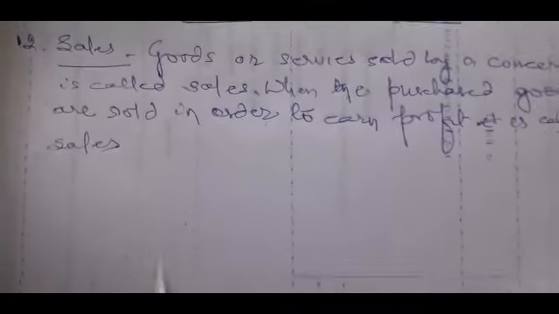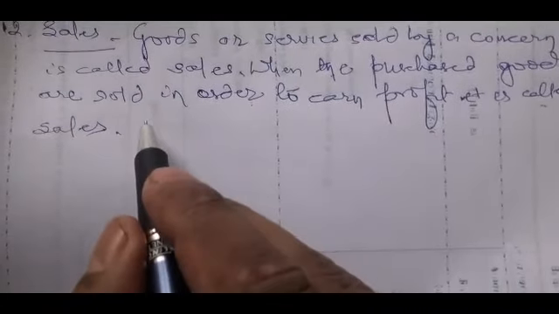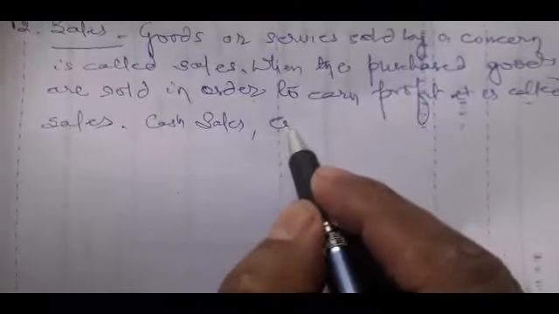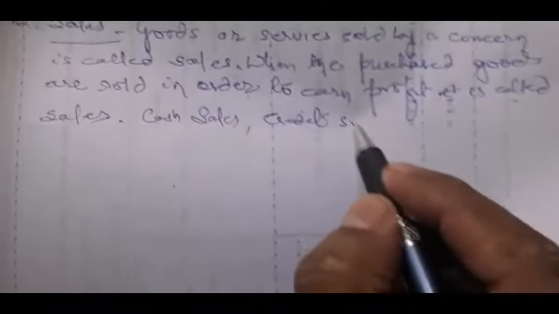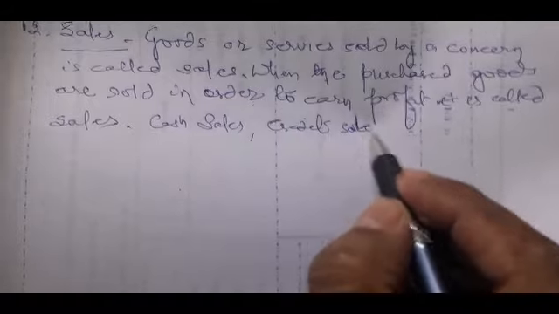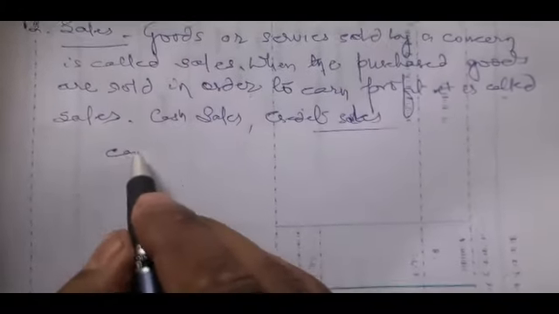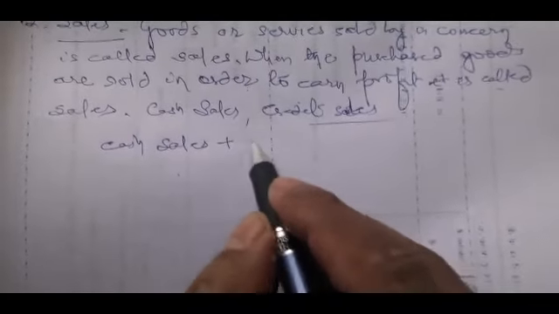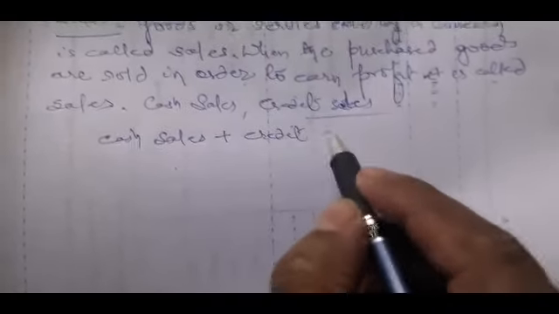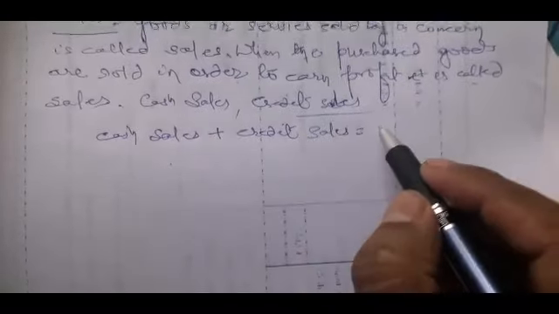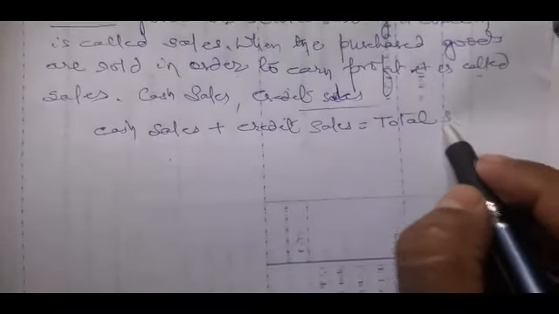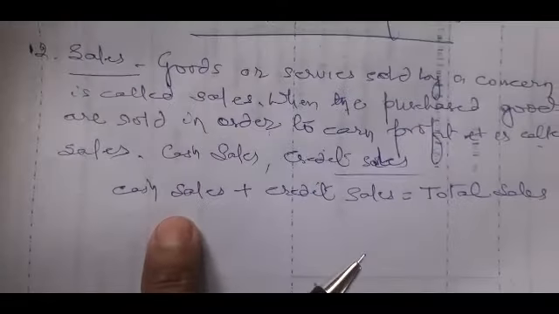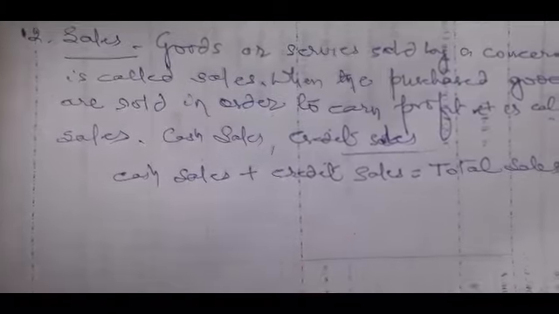known as sales. Sales may be cash sales, or it may be goods may be sold on credit. So cash sales and credit sales both make total sales. The total sales includes cash sales and credit sales.